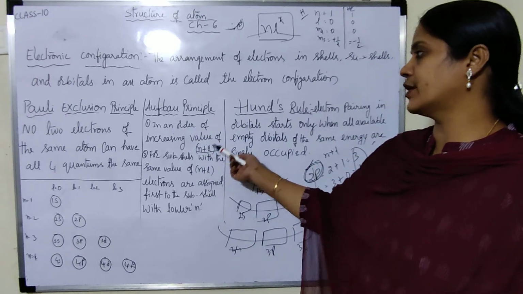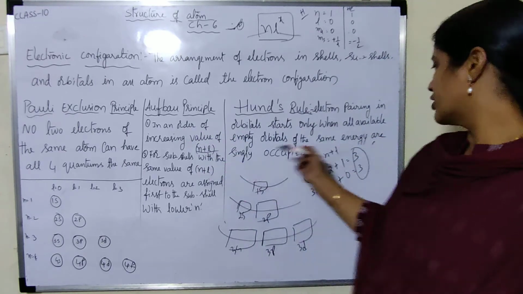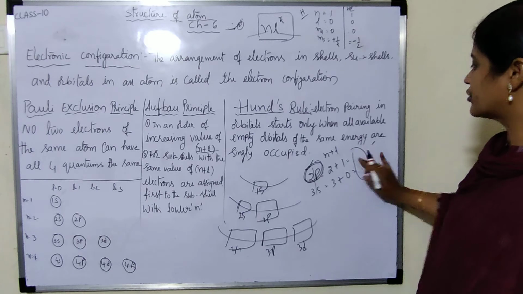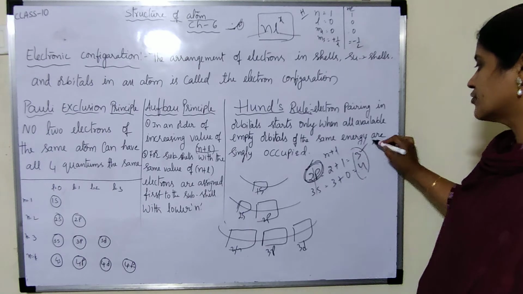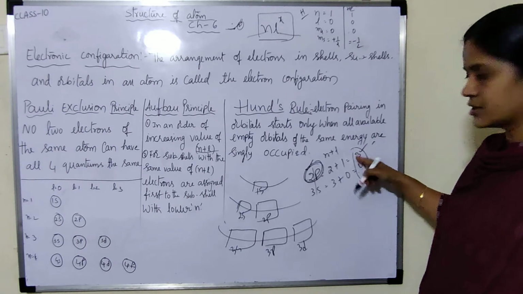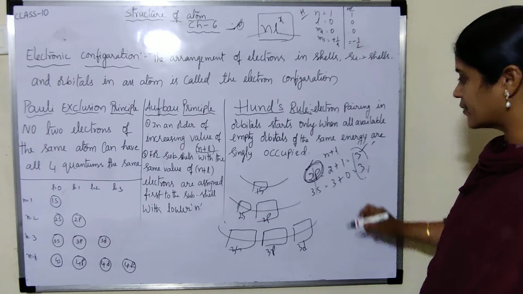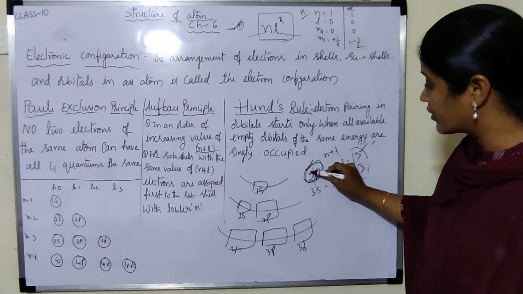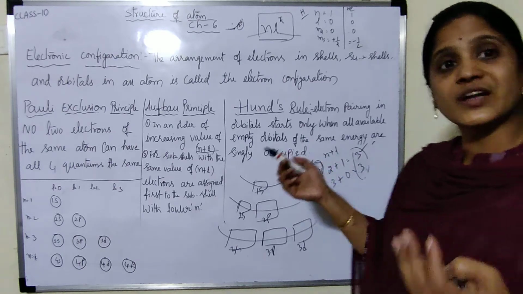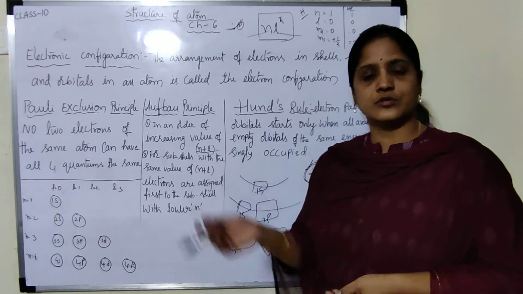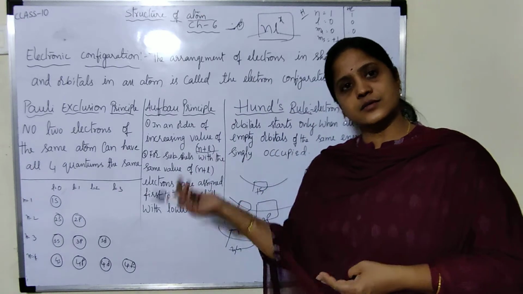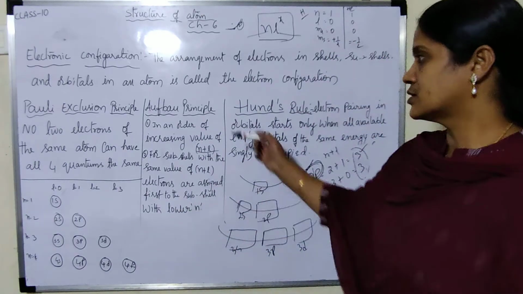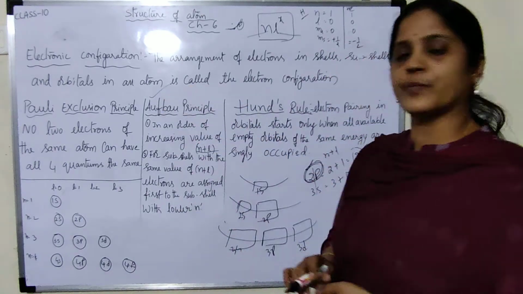Increasing order of n plus l values. If you find the n plus l values and you get 3 and 4, first fill that 3. Suppose both are the same, then in that condition you have to go for whichever principal quantum number has the lowest value, fill that first, then the next one. So this is about the Aufbau principle.